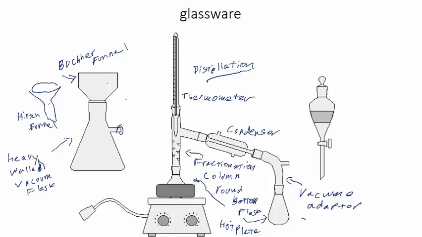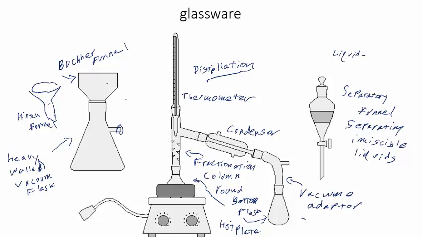So the other piece is here, and this is the separatory funnel. It's used for separating immiscible liquids. Another way you might call this is liquid-liquid extraction. I would accept either use of the separatory funnel. Okay, so let's move on.